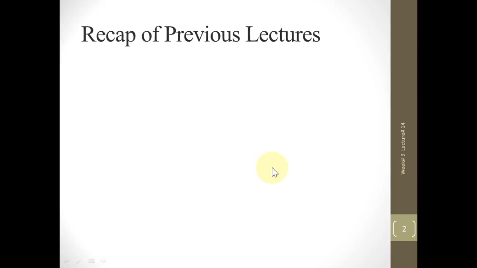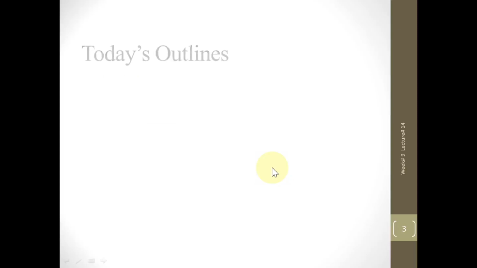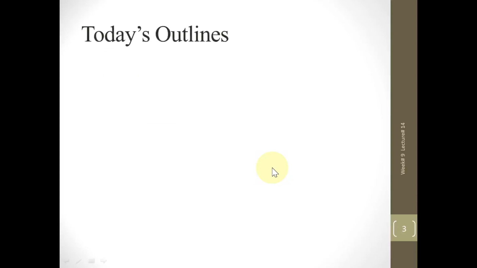In our previous lecture we learned a few topics, which include polymorphism and the types of polymorphism, that is static binding and dynamic binding. Inshallah, in today's lecture we will be learning about the sealed classes in C Sharp. First we will learn about the syntax, and then we'll solve the programming example within the lab class.